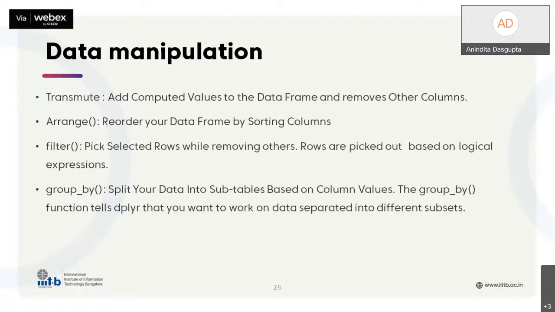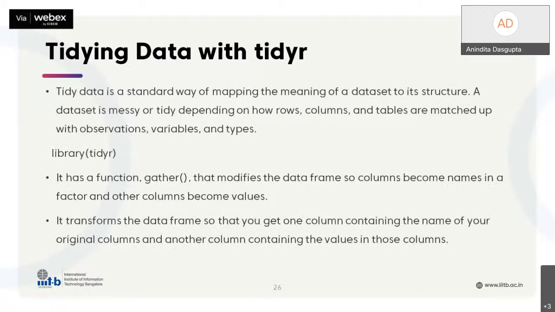These are also things I've mentioned already, like arrange, filter, and group by. I'll just give a brief. Transmute is a function which adds a computed value to the data frame and removes other columns. Only the computed value remains and other columns get removed. Arrange orders the data by sorting columns. Filter picks certain rows while dropping others. We are doing this using our packages. Group by splits the data into subtables based on column values. I'll be showing in the demo how we implement these and what the applications are.